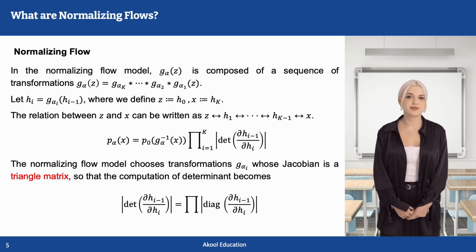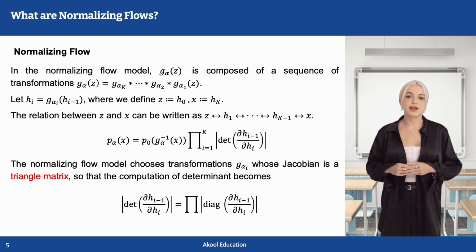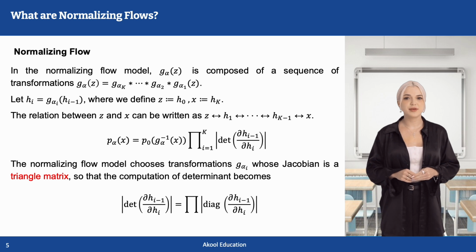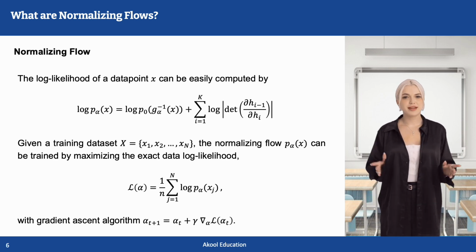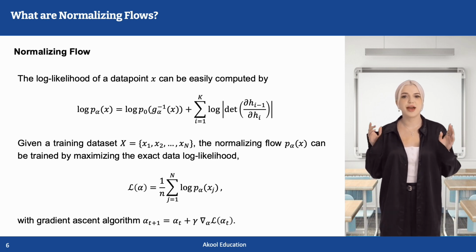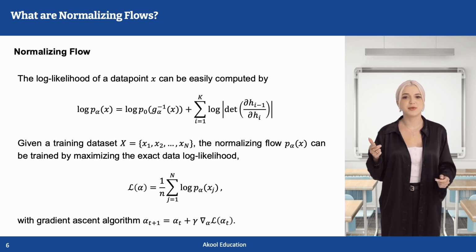The normalizing flow model chooses transformations whose Jacobian is a triangular matrix, so that the determinant can be efficiently computed as the product of its diagonal elements. Since the normalizing flow model provides an exact likelihood, we can train it using maximum likelihood estimation. This is a key advantage of flow-based models compared to most other generative models.